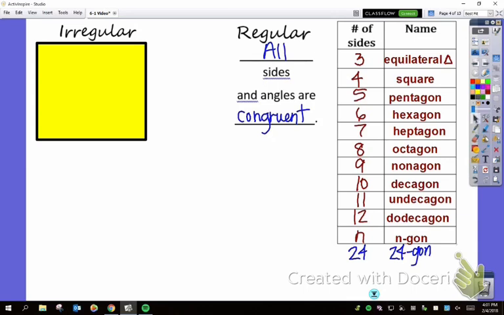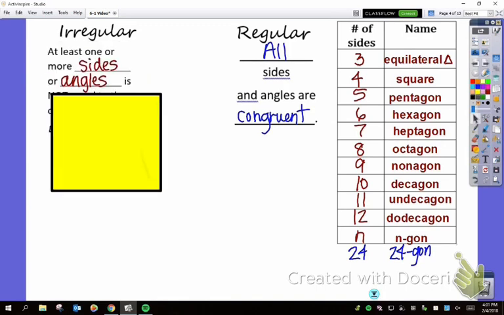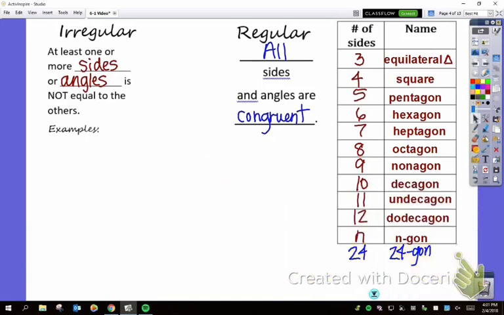So if regular means that all of our sides and all of our angles are congruent, then irregular is going to pretty much be the opposite of that. Our irregular polygons are where at least one or more sides or angles is not equal to the others. So an example of this would be a parallelogram.